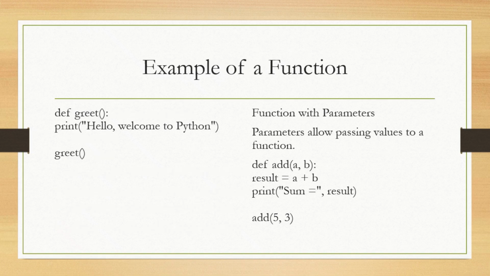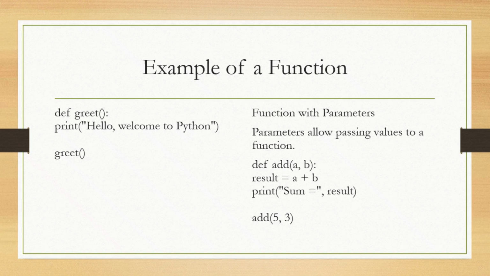Simple example for function definition. Def greet is the name of the function and it does not have any parameters, followed by a colon. Here we are having a simple statement, a printing statement. This is the function and the statement inside the function, and this one is a calling statement. Greet is the name of the function. It is present in the main program. It calls the function name, which is greet.